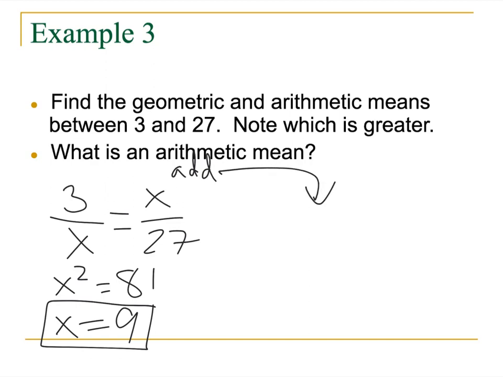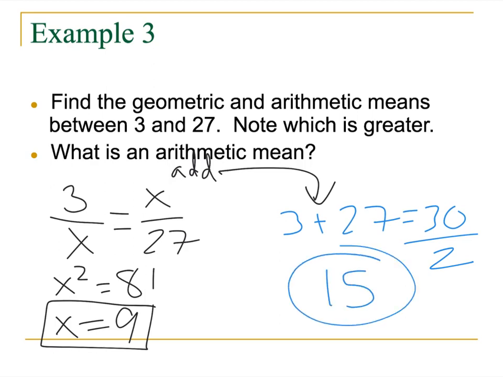Now over here, let's do the arithmetic. So for this, an arithmetic mean is just a mean, the average. Well, what's 3 plus 27? That's 30. And how many things did I add together? 2. So 15 is my arithmetic mean. Totally different than a geometric mean. Okay?